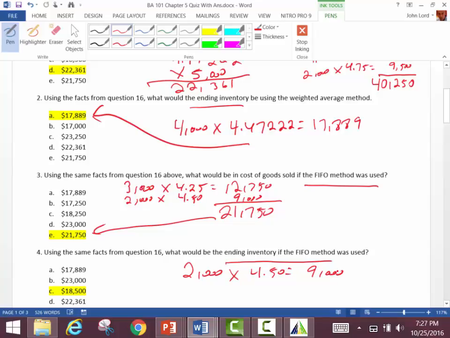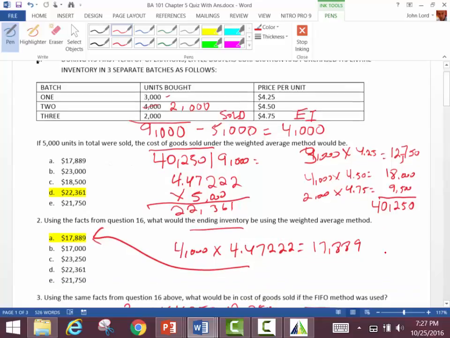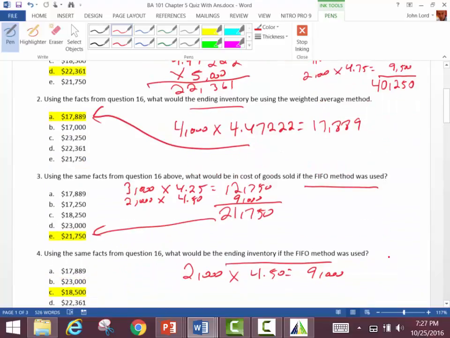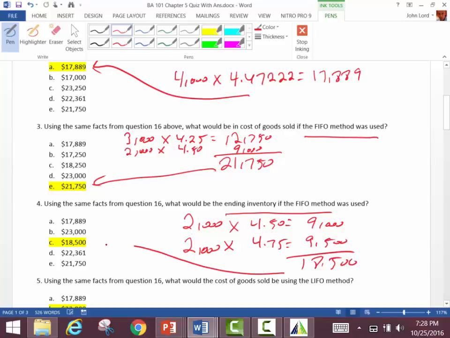And how many from batch 1? How many from batch 3, sorry. It's all those that are left, right? Okay, from batch 3. Sorry, I slipped into a LIFO thing here. 2,000 from batch 3 at what? 475. How much? And that gives me the 18,500. Good.